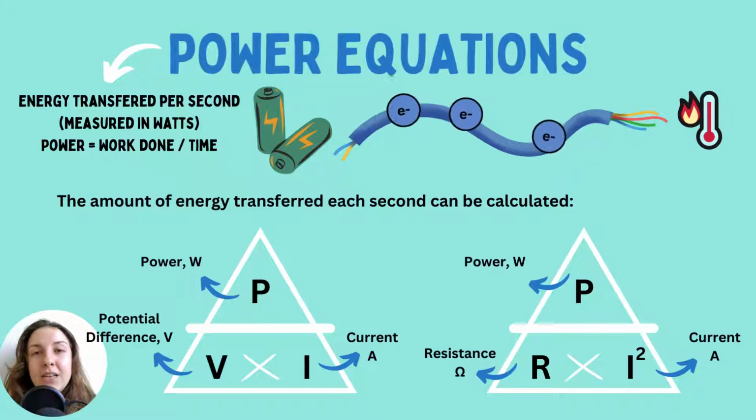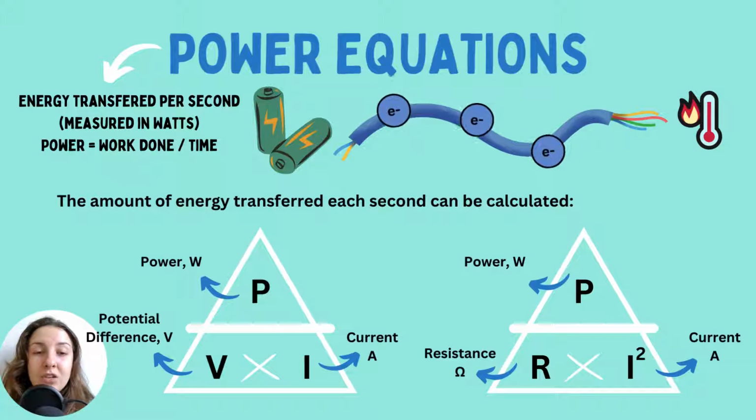Remember that energy is measured in joules, but power itself is actually measured in watts. And you can see that there are two equations that you need to recall, but also apply at GCSE, and they are as follows. So we have power is equal to the potential difference times the current, and power is also equal to the resistance times the current squared. And as you can see, power, like I mentioned, is measured in watts, current is measured in amps, voltage or potential difference is measured in volts, and resistance is measured in ohms.